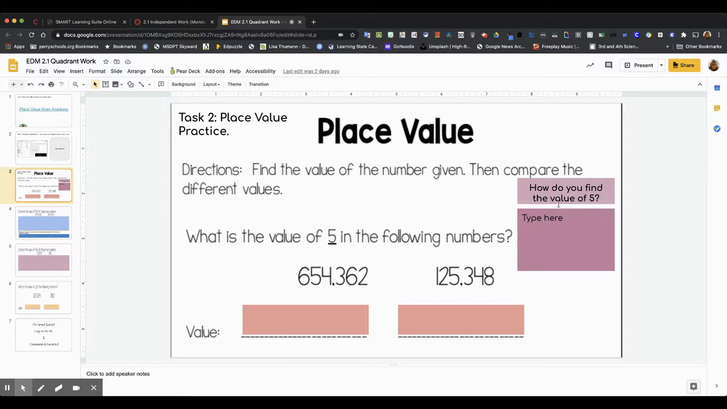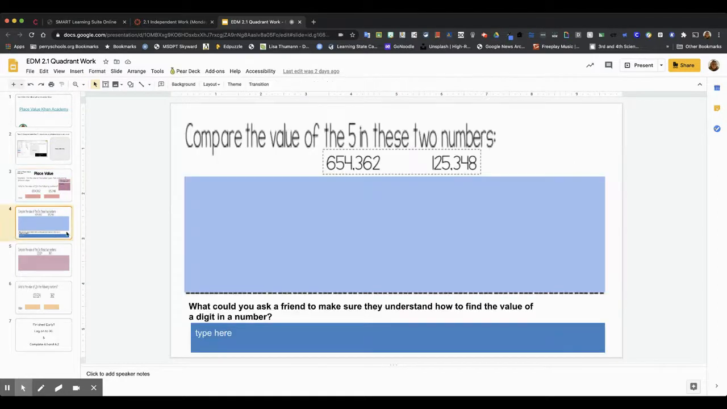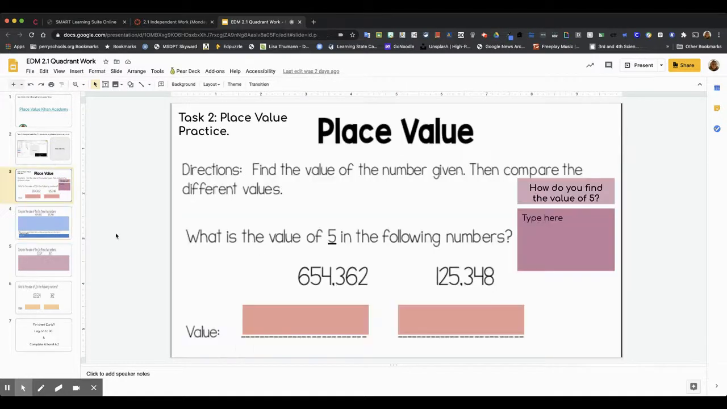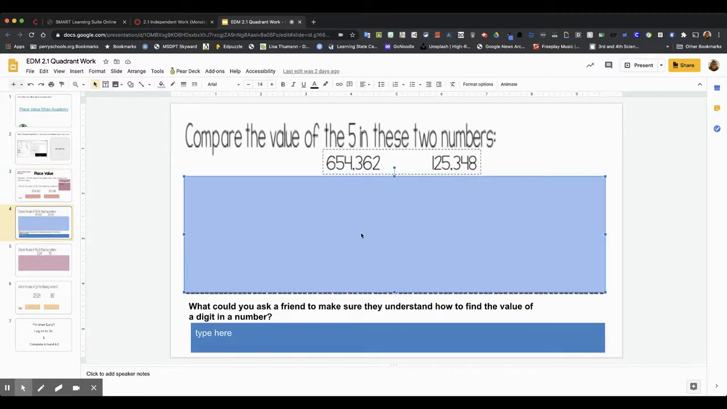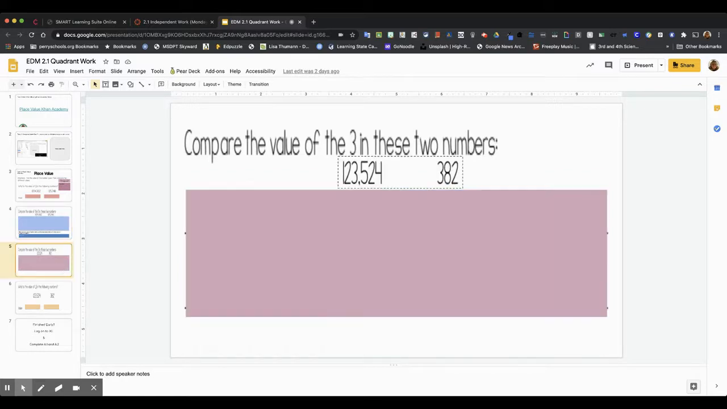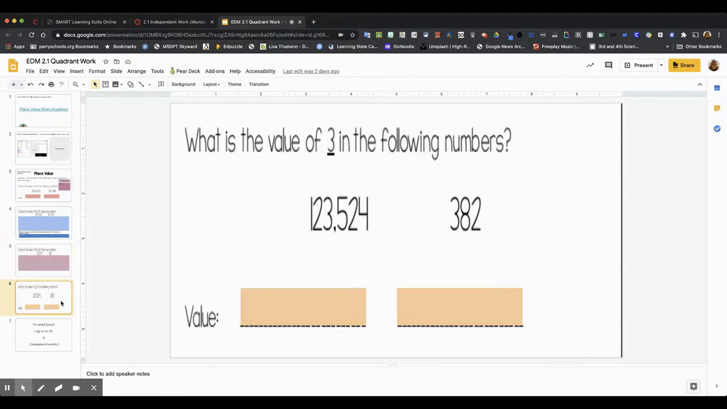Following along, you have some places where you need to type. You need to compare, okay? So you're going to tell me which one's larger, what's the difference. And you're going to come up with a question. What could you ask your friend to make sure that they're understanding how to find the value of a digit? So say that you're helping someone out. What would you ask them to make sure that they know what they're doing? Again, comparing the 2 numbers.